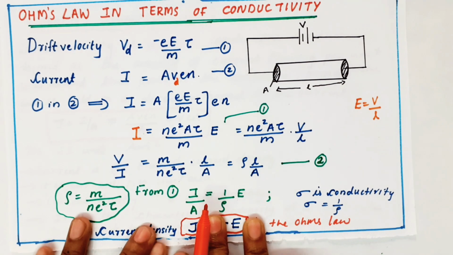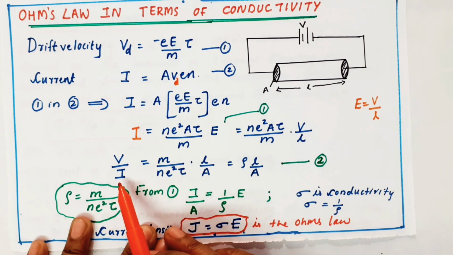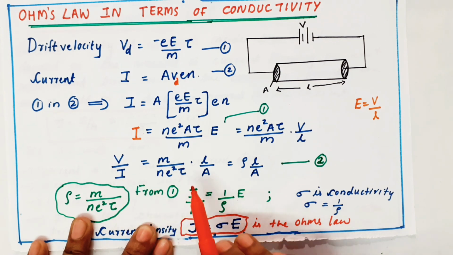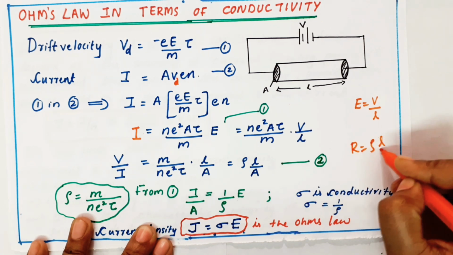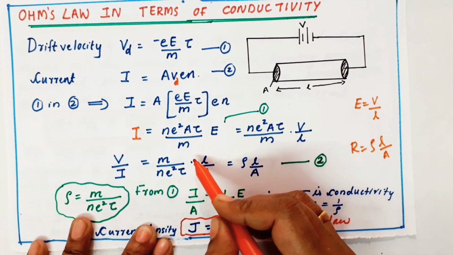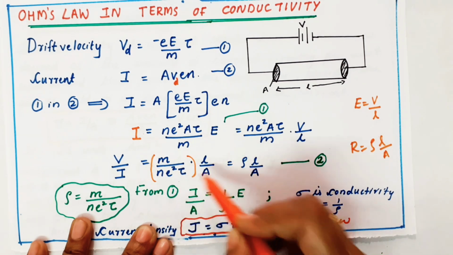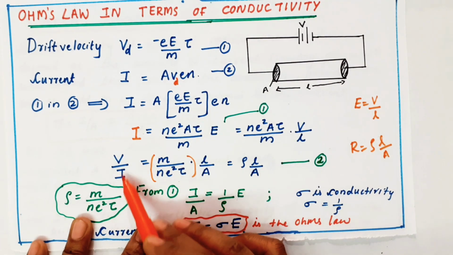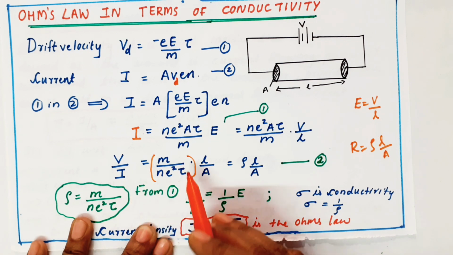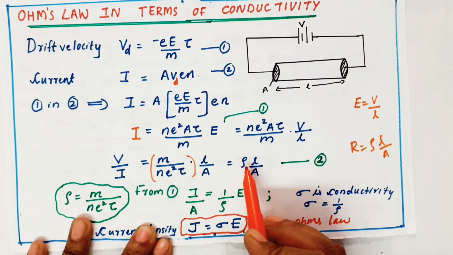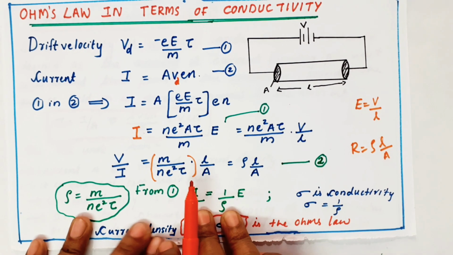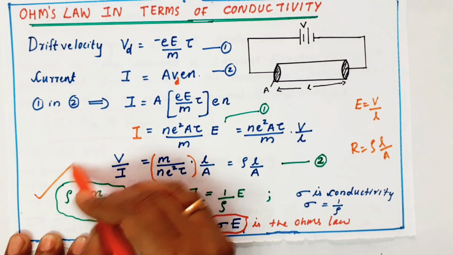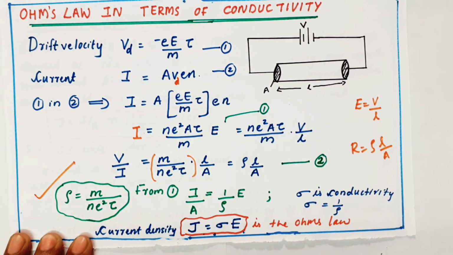Why did I write it like this? Because we know V by I is R. So I can remember my equation R is equal to rho L by A. That is the reason I wrote L by A separately here. So this V by I is your R, this is your rho, and this I can write as L by A. So I got another important equation, rho as m by n e square tau. Very important equation for rho.